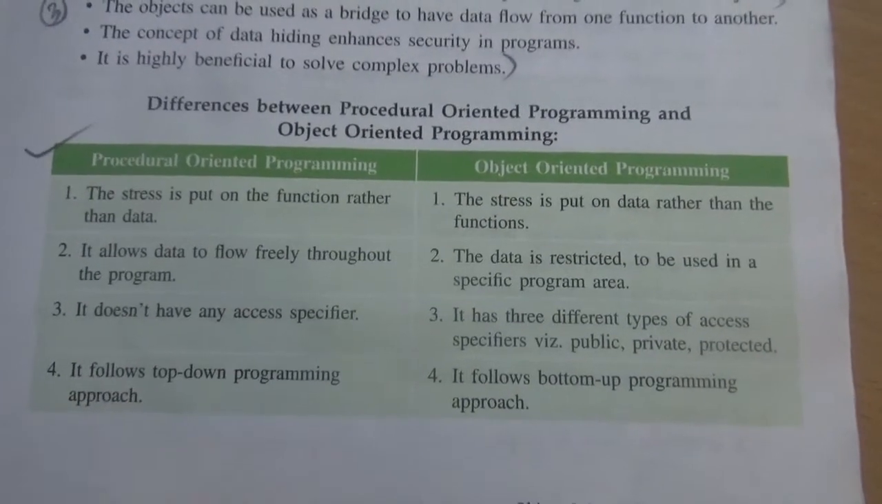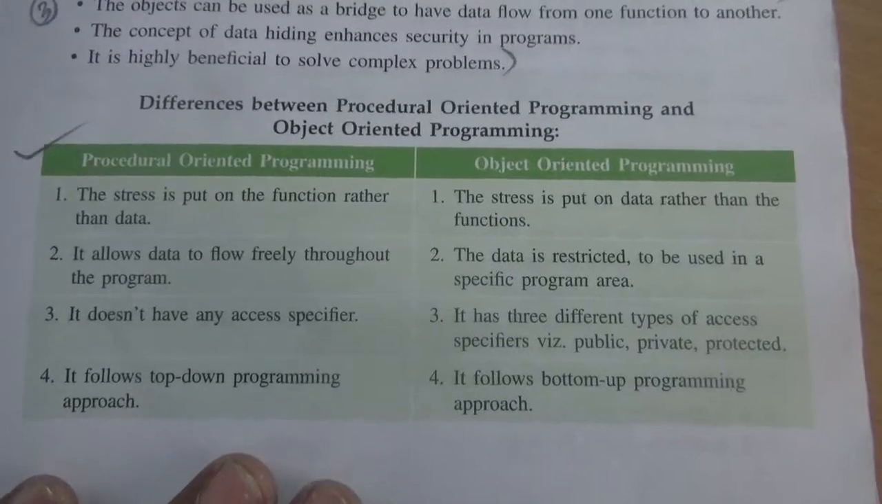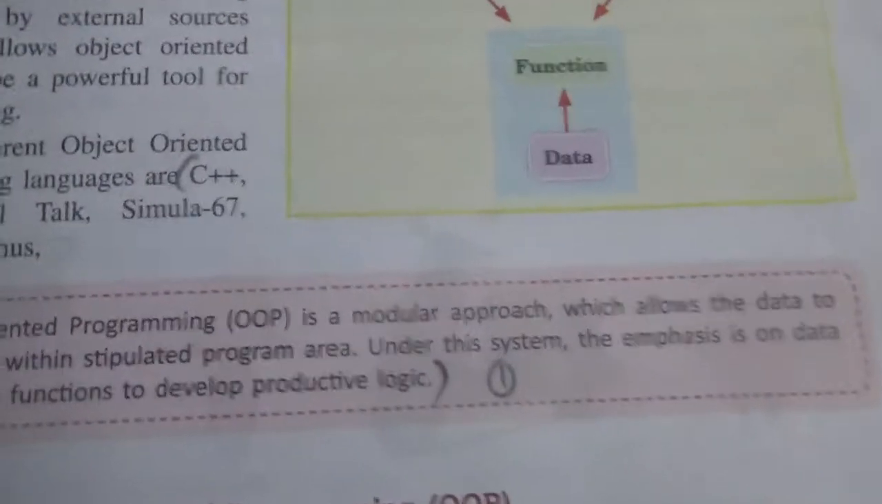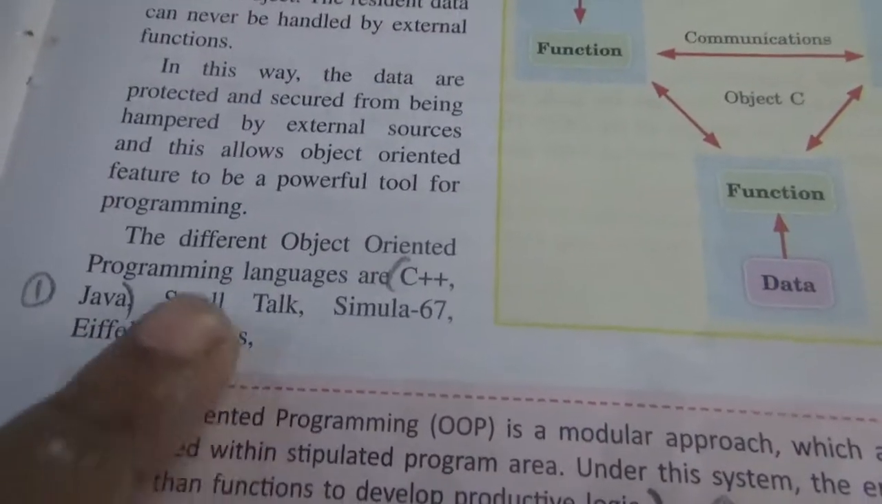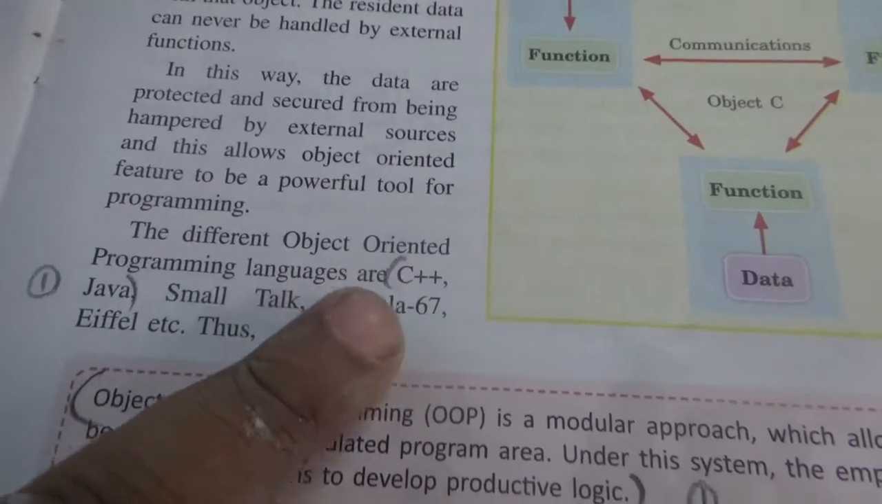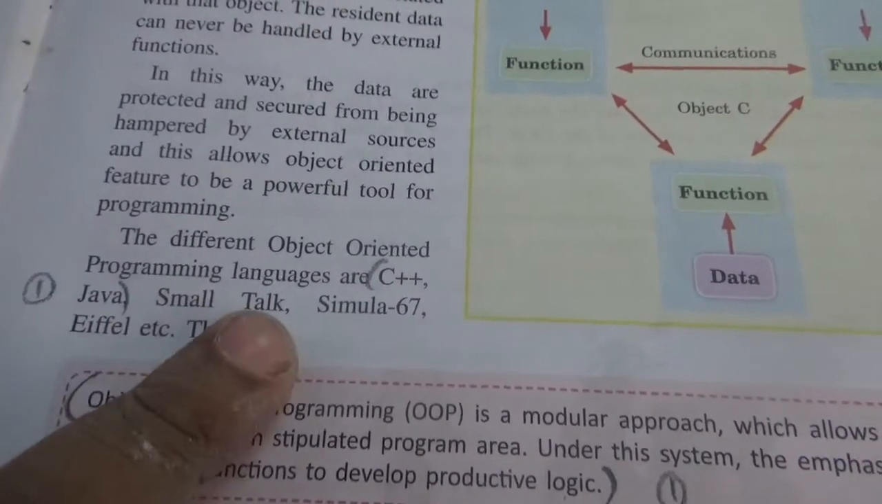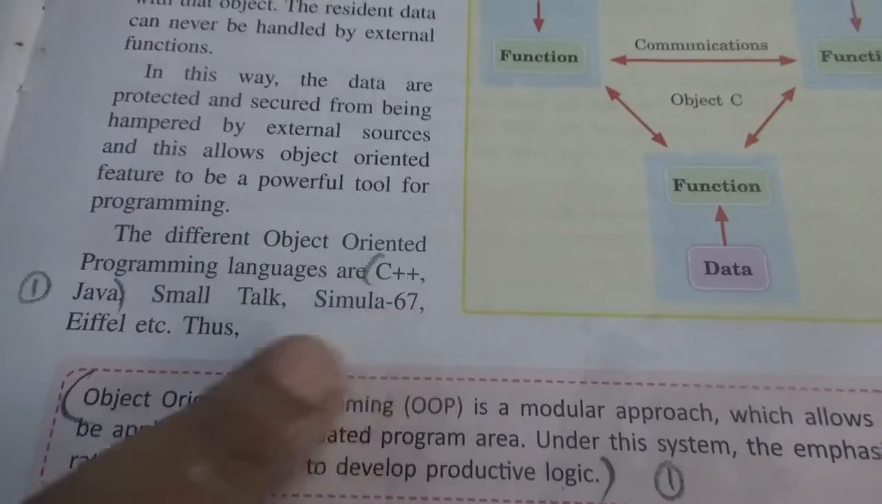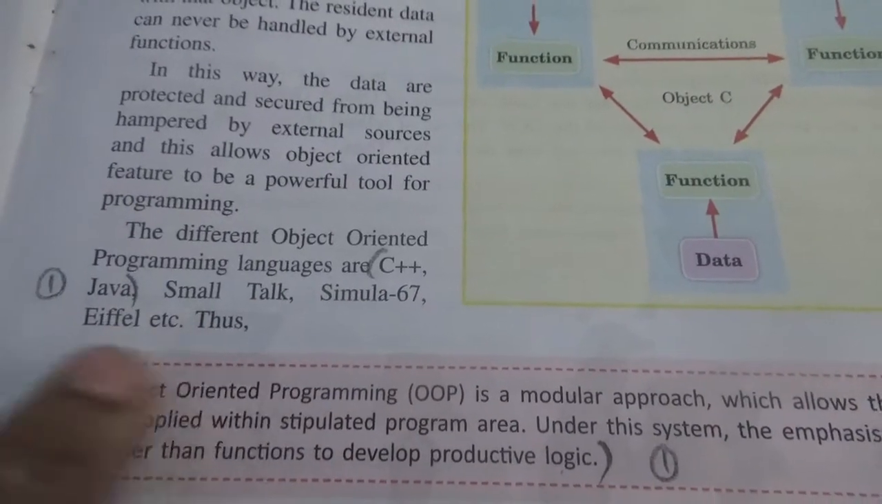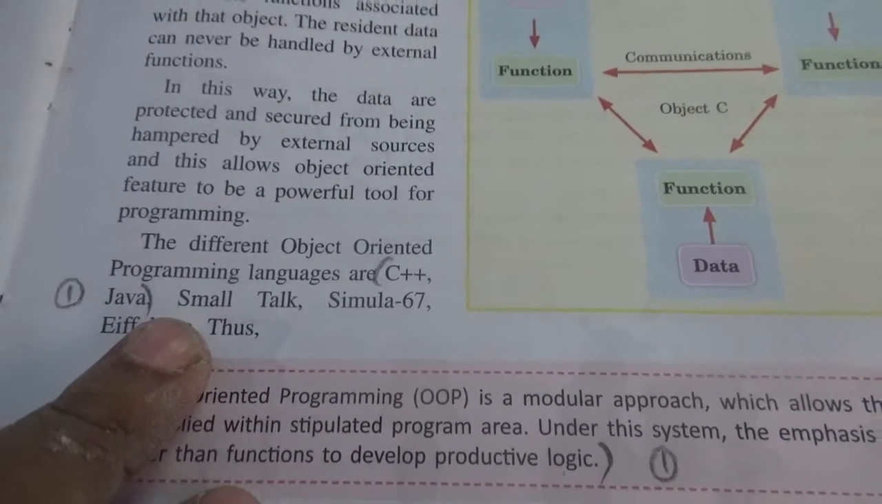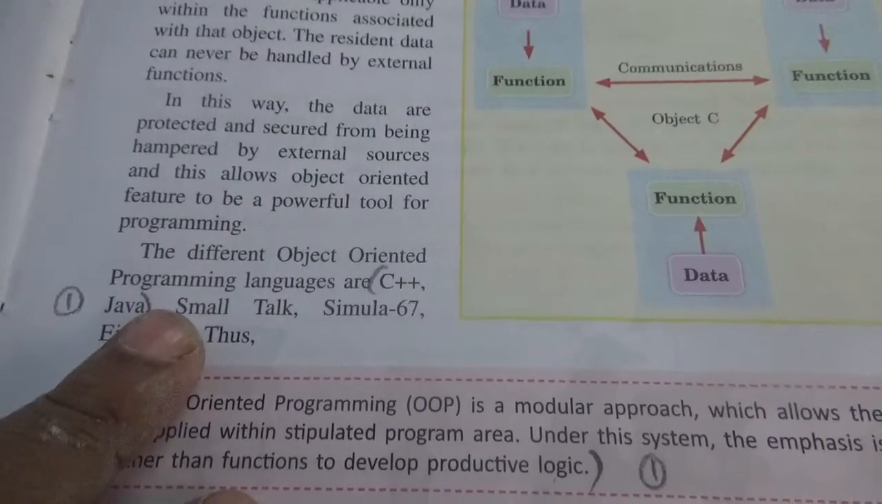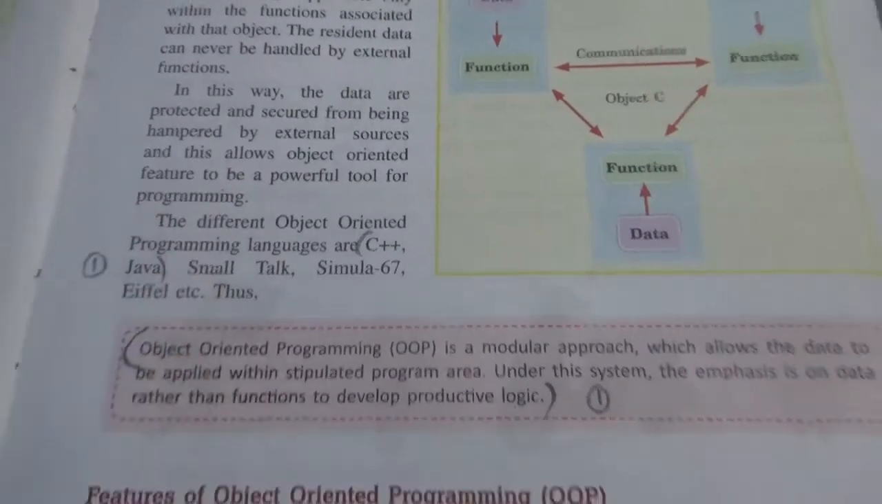So the 2 marks question generally comes from this, right? So here it's given: what are the different object oriented programming languages? That is C++, Java, Smalltalk, Simula 67, Eiffel, etc. These are the programming languages that come under object oriented programming languages, right?